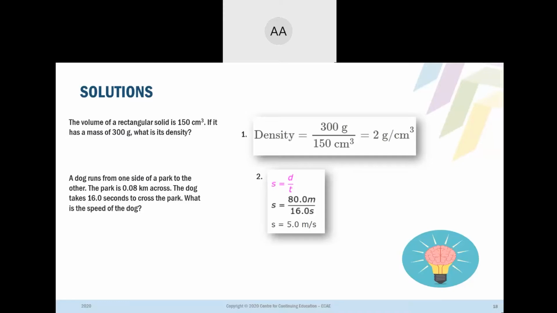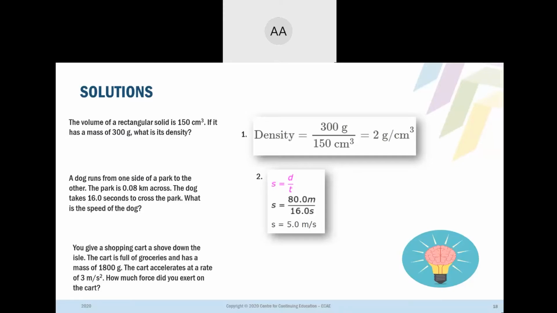However, remember when we're looking at our derived units, we must use the correct unit. So we need to change that 0.08 kilometers, you got that right, into meters. The time given in the question is correct, 16 seconds, no need to convert that. Therefore, the speed is 5 meters per second. Quite a speedy little dog there.